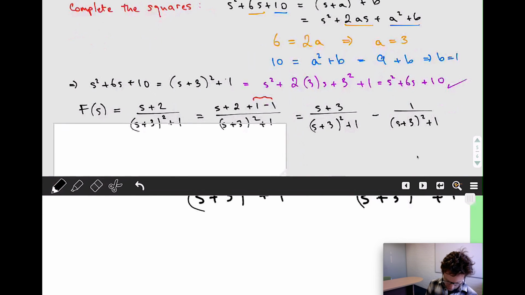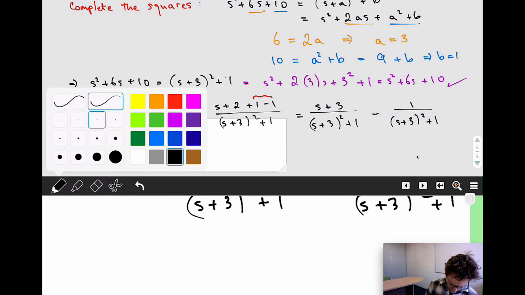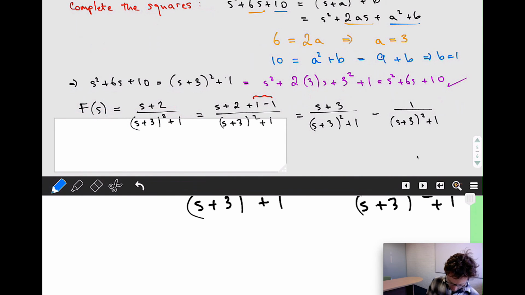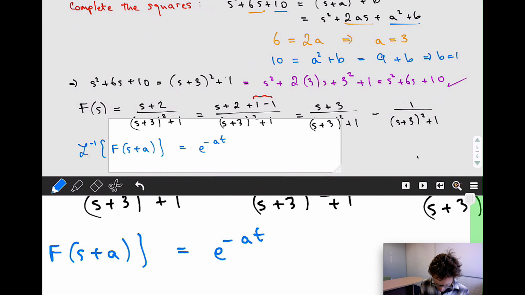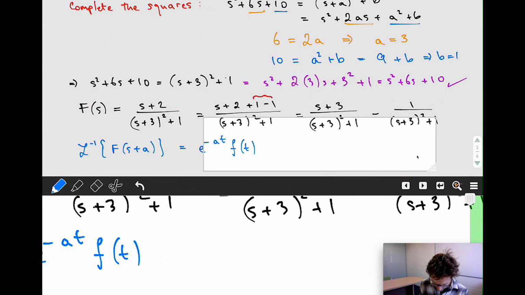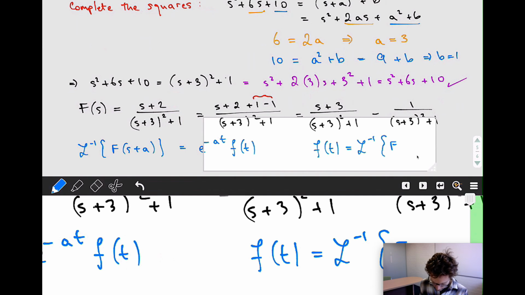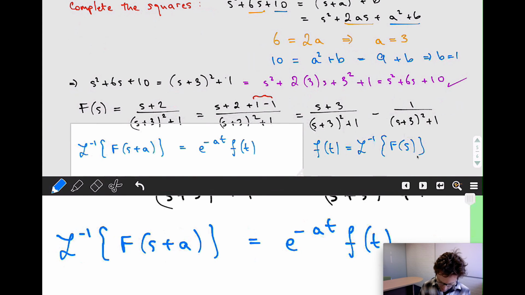So now I can use my Laplace transforms. This is the first shifting theorem: the inverse Laplace transform of a shifted function of s is going to be e to the minus a times t times the function f of t, where f of t is the inverse Laplace transform of the unshifted function f of s. Okay, so this is our first shifting theorem.